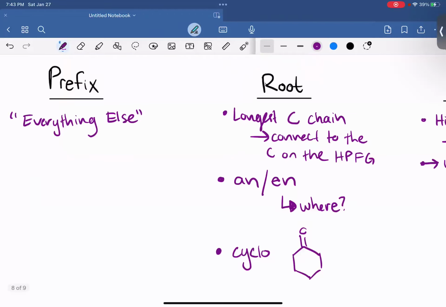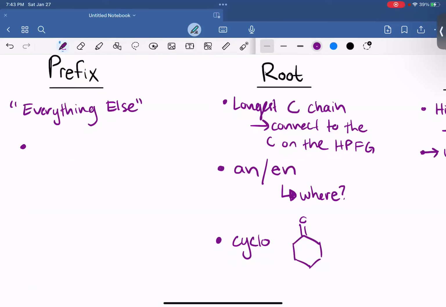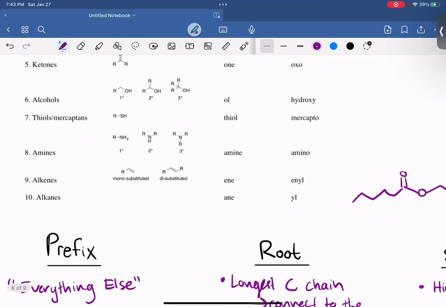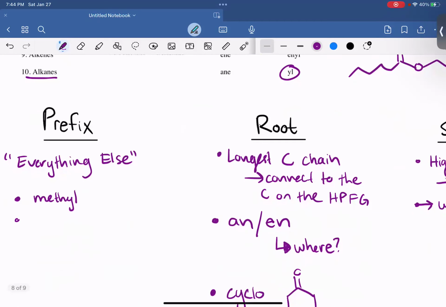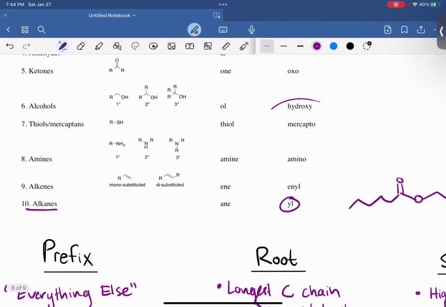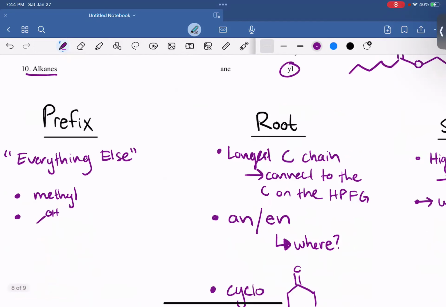One more thing here. I'll just throw a few examples. Let's say you have a 1 carbon piece coming off. That would be a methyl group. Meth meaning 1, yl meaning it's an alkane. Another example would be, let's say you have an alcohol coming off of your longest carbon chain. It would be a hydroxy piece.